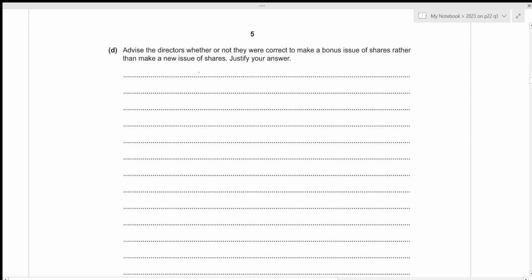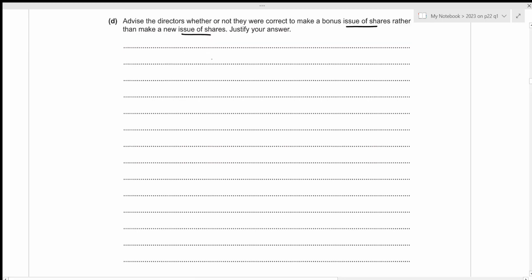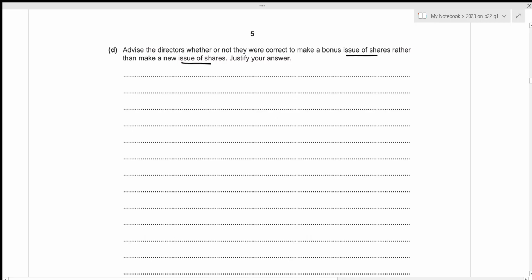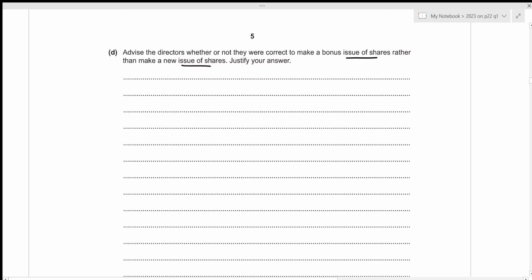Now for the fourth part, we need to advise the directors whether or not they were correct to make a bonus issue of shares rather than make a new issue of shares. So basically, we have to compare the differences between the bonus issue of shares and new issue of shares. This is of 7 marks. Alright. So the very first thing is that bonus issue will incur no additional cost because we're providing the shares to existing shareholders. We do not have to make a call to potential shareholders in this case.